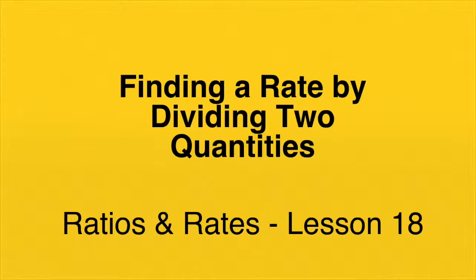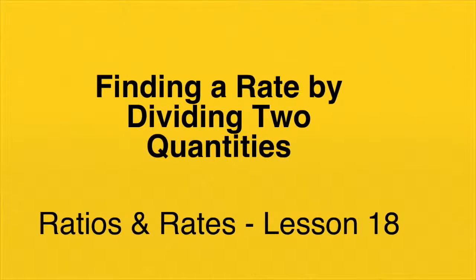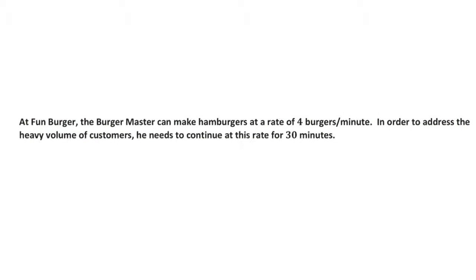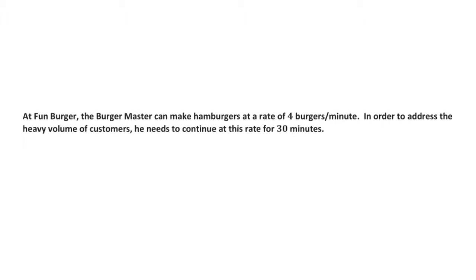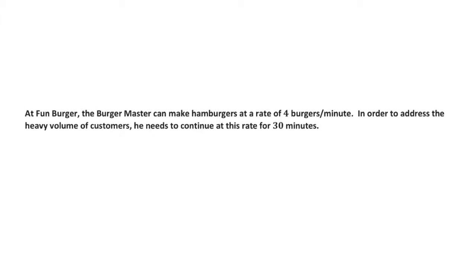Today we're going to find a rate by dividing two quantities. There's this great place to eat called Fun Burger, and they make burgers at a specific rate. In fact, the burger master there can make his hamburgers at a rate of 4 every minute. Because of the amount of customers at his shop, the burger master needs to continue this rate for 30 minutes.